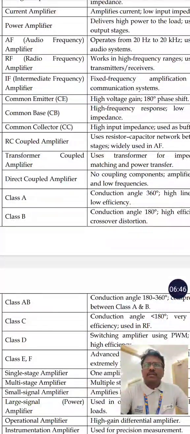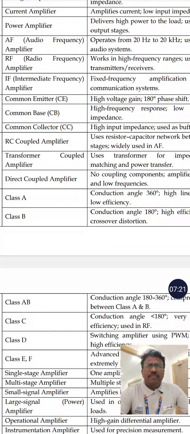It provides high voltage gain, high current gain, high power gain. So this is the most widely used amplifier configuration. One important point to remember is output is 180 degrees out of phase with the input. That means when input goes positive, output goes negative. So this phase reversal is an important examination point. It is used in general purpose amplification and audio amplifiers.